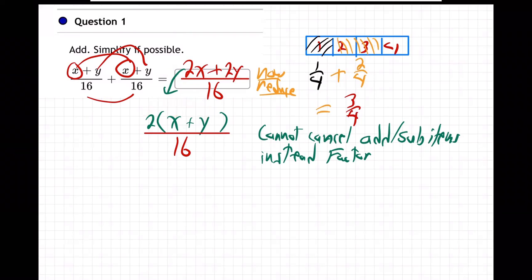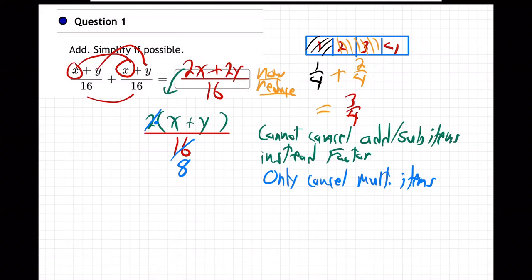And now we can cancel this 2 like that. Now we can do it. Why? Because now that 2 is a multiplied number, right? This is 2 times, right? The parentheses mean multiply. That 2 is multiplying. Instead, factor, only cancel multiplied items. We can only cancel multiplied items. So I'm going to cancel those multiplied numbers. That I can do, right?